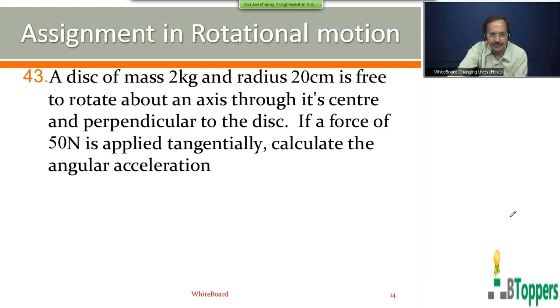See the question number 43. This is also a bit similar to the previous problem. A disc of mass 2 kg and radius 20 centimeters is free to rotate about an axis through its center and perpendicular to the disc. A force of 15 Newton is applied tangentially. Calculate the angular acceleration. Here this problem is also based on the same equation, torque equal to I alpha.